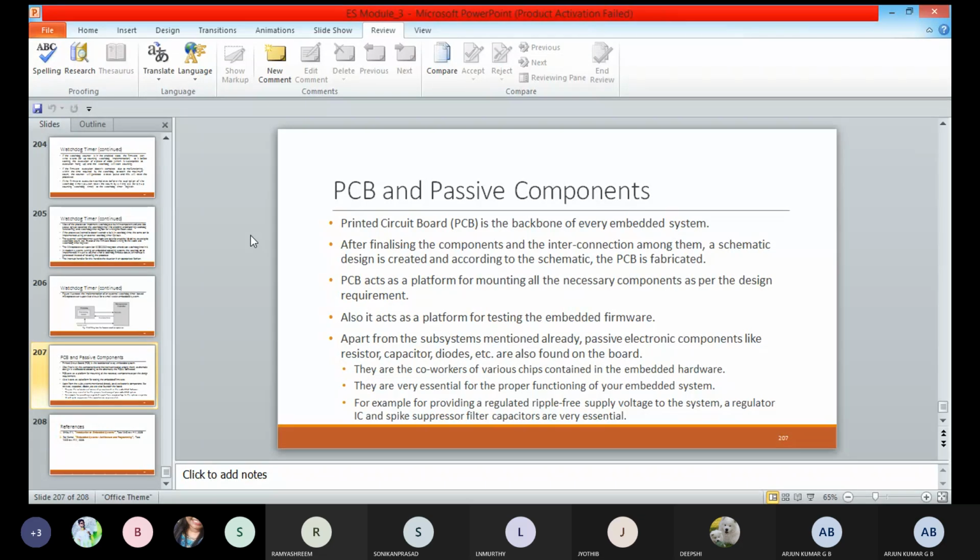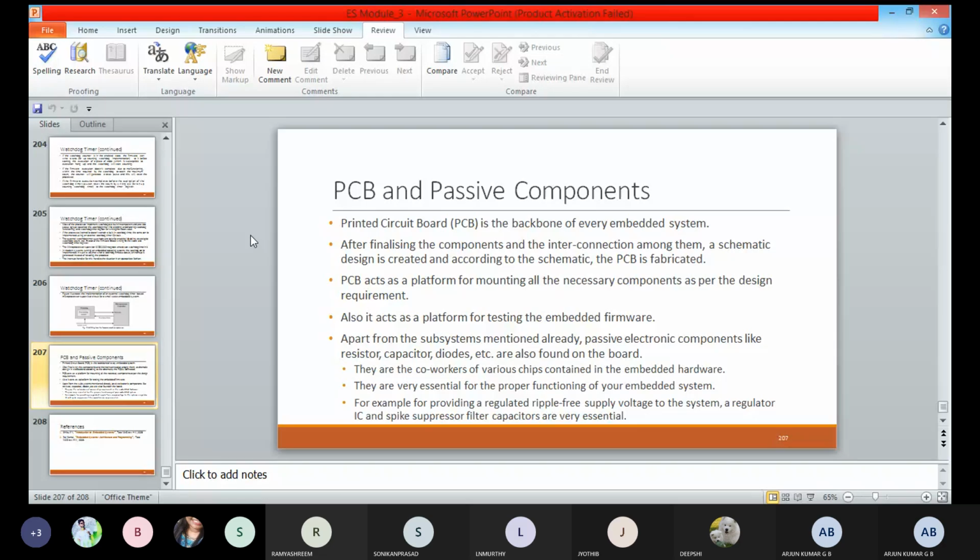Active components, for example the power supply, give some supply or current to drive the circuits. That is called an active component. You can observe that all these active and passive components are on the board. If you check any old mobile phone or old embedded appliance, all these things are mounted on the PCB board. And then there are co-workers, various chips contained in the embedded hardware.